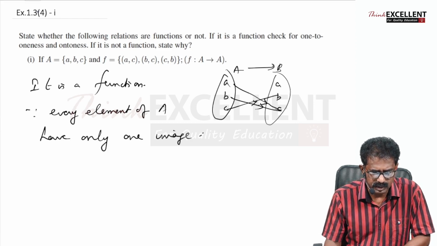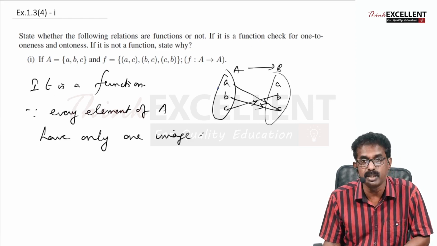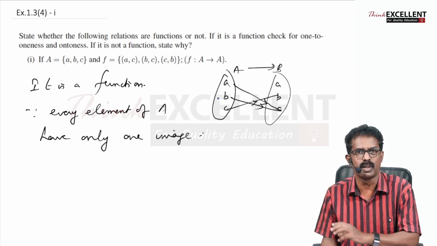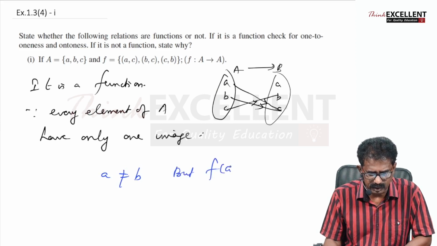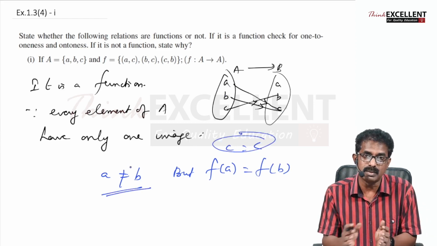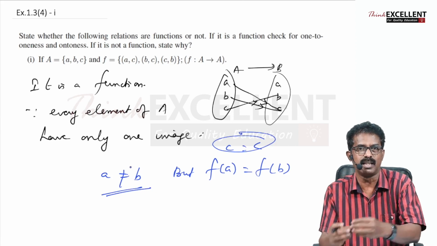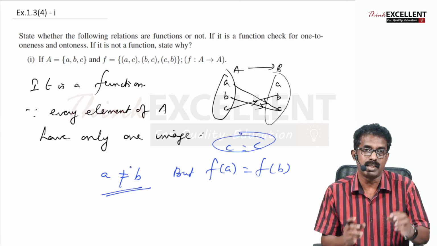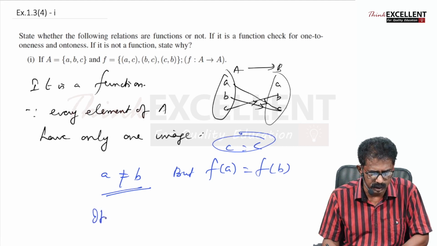So now some more, right? If it is a function, check for one-to-oneness and onto. So is it one-one or many-one? It is not one-one, right? Because many elements are related to one element. So A is not equal to B, but f of A equals f of B. Why? What is the image of A? It is C. F of A is C. F of B, B's image also is C. They are equal. You take two elements which are not equal. A and B are not equal, but they have the same image. So different elements have the same image. Different images means okay, it is one-one. But here different elements have the same image, so it is not one-one.